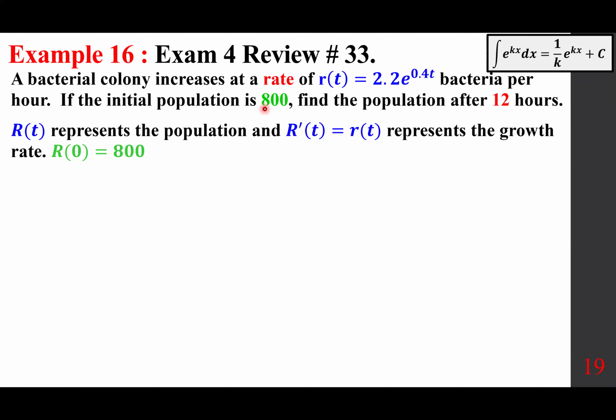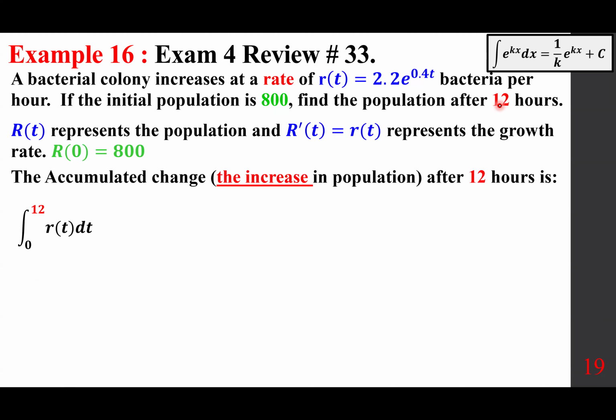We have two ways to handle this. We can find the accumulated change, the definite integral, and find how much increase happens over the course of 12 hours, or find the function. So we're going to do both. The accumulated change, or the net change theorem, indicates that the population over the course of 12 hours follows the integral of 0 to 12 of lowercase r of t dt. So let's replace it.